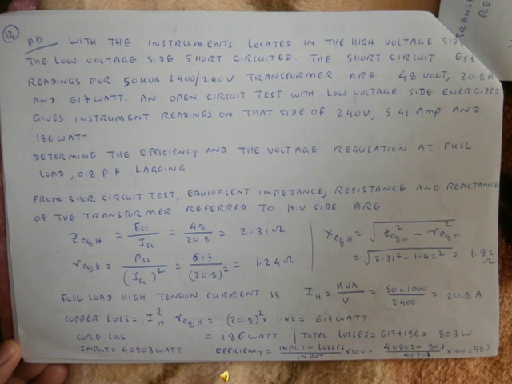So in this problem, we have the transformer given. The low voltage side is the short circuit test. The voltage rating of the transformer is 240 volt, and the transformer rating is 50 kVA. In this case, we are doing the short circuit test, so our short circuit test applied voltage is 48 volt, the current flow in the short circuit test is 25 ampere, and the power consumption is 317 watt.